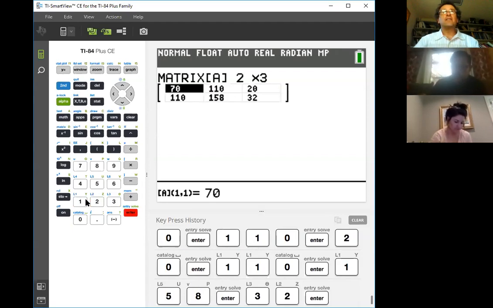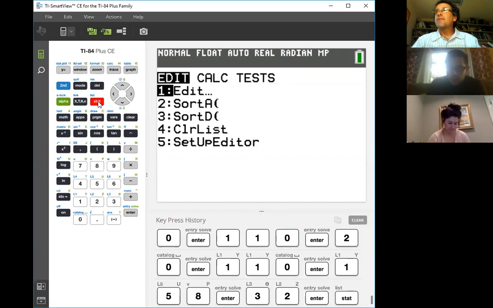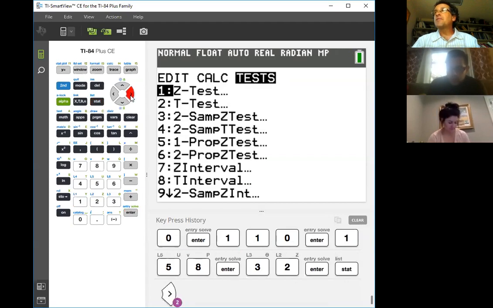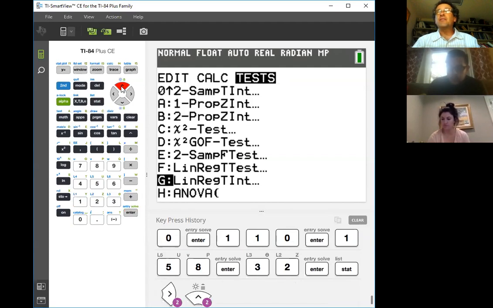Any questions so far? Okay, so this looks really different than what we've ever done before, but it's just the way the calculator works. Then I'm going to go to stat, tests, and use the up arrow because it's a lot faster. We're not doing a GOF test. We're doing just a chi-squared test. And all the calculators have that one.